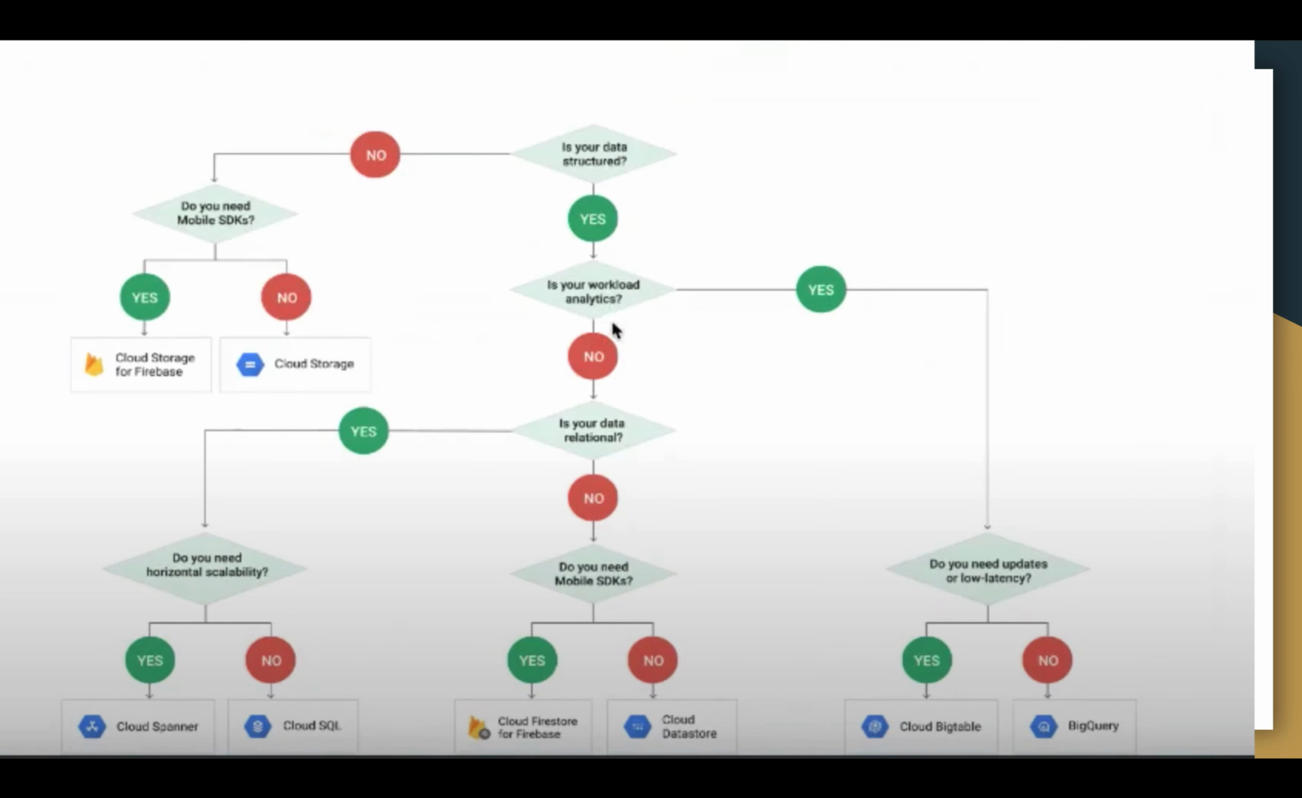Cloud Spanner is high availability distributed computing. So what is horizontal scalability? Horizontal scalability adds server capacity on the fly based on how much your application requires.